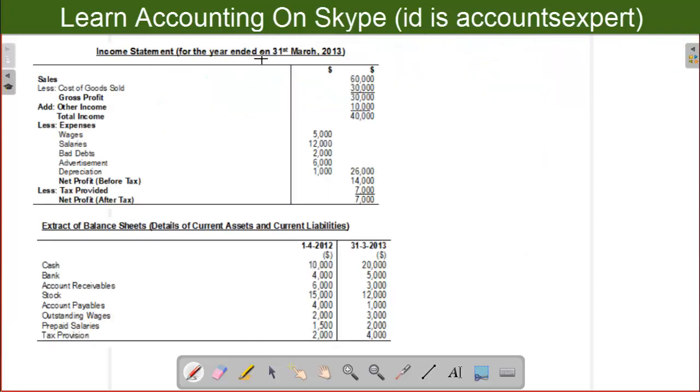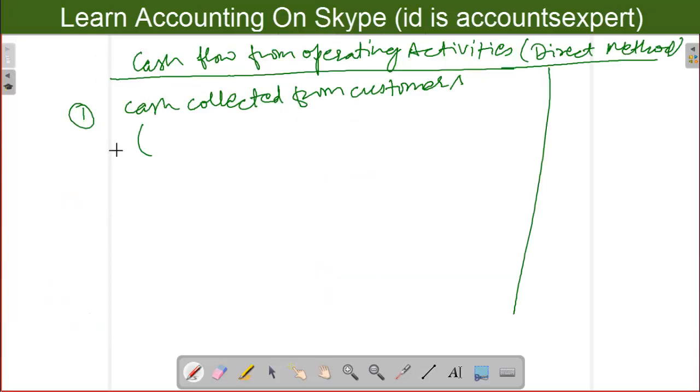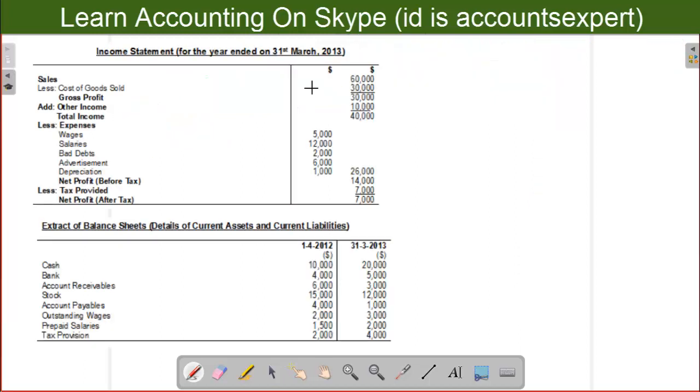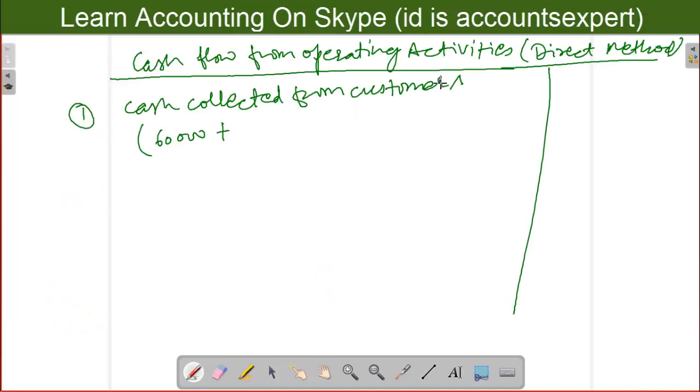Total sale is from the income statement we will get. So our total sale is $60,000. So first we will take total sale $60,000. Now I will add opening account receivables. See in the extract, opening account receivables are $6,000, and closing is $3,000. So the opening account receivables we will add, and closing account receivables we will subtract. In this manner we got cash collected from customers.